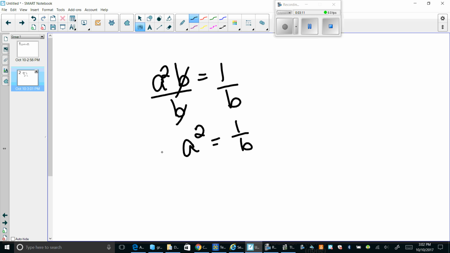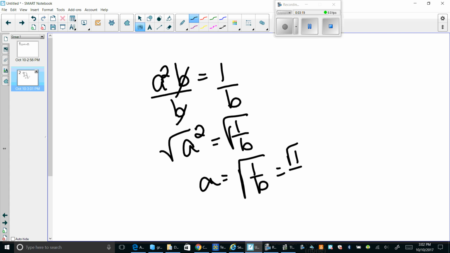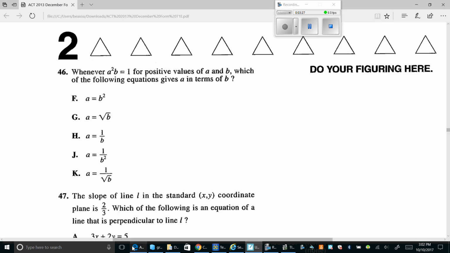And so if we're going to solve here for a, I'm going to square root both sides, and I get a is equal to the square root of 1 over b. So that's the square root of 1 over the square root of b. The square root of 1 is 1, so it should be a equals 1 over the square root of b. So my answer is K.